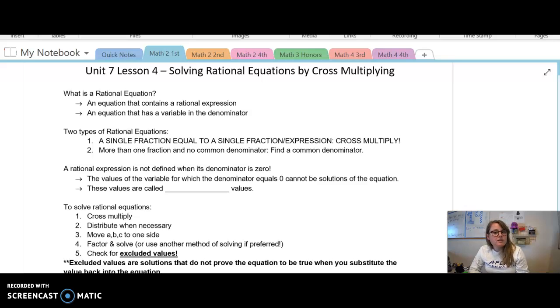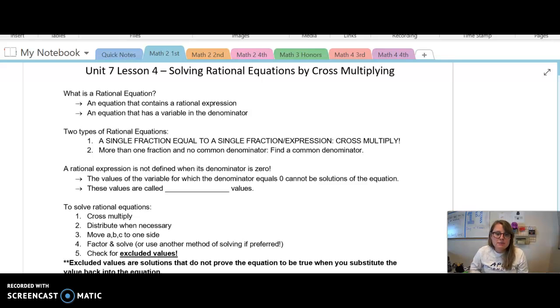Davis. So today we're going to be talking about solving rational equations by cross multiplying. So what is a rational equation? It's an equation that contains a rational expression, like 2x plus 1 over x minus 1, something like that. Very basic: it's an equation that has a variable in the denominator. Okay, so our example is 1 over x.